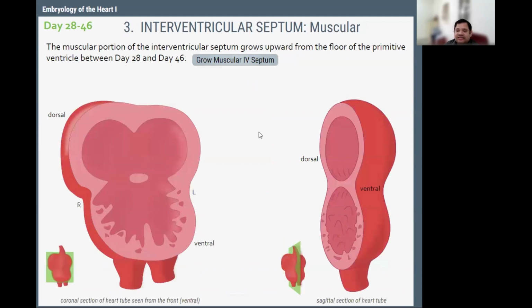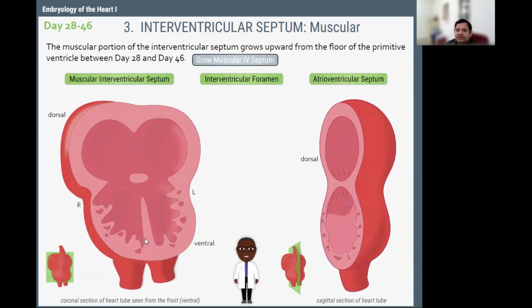You can recall something we have done previously. Some cushions were there, some walls were there. You can see the dorsal and ventral part, and then the coronal section also. The muscular portion of the interventricular septum grows upward from the floor of the primitive ventricles. As you can see in this particular area, this is how the muscular interventricular septum will be developing.